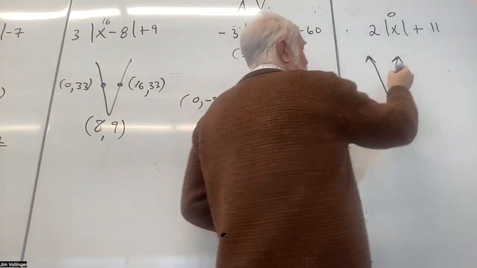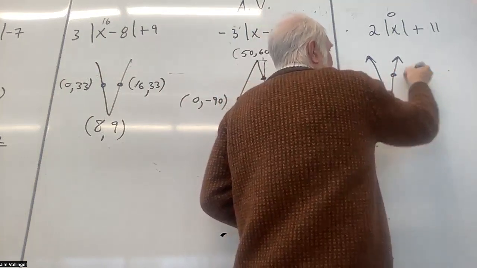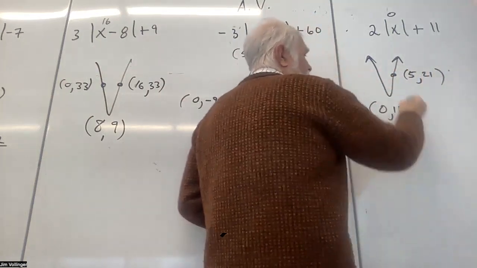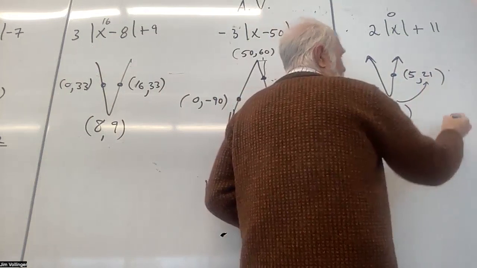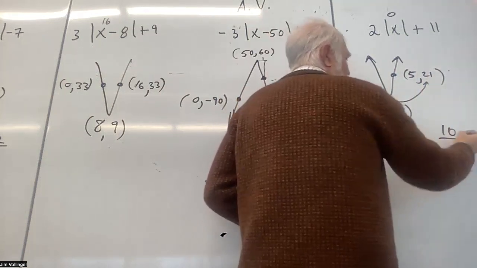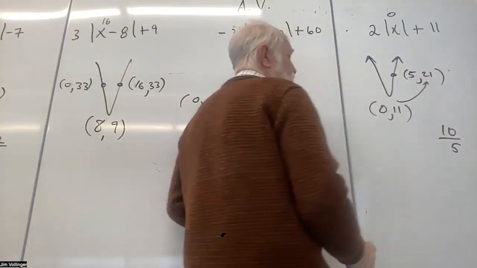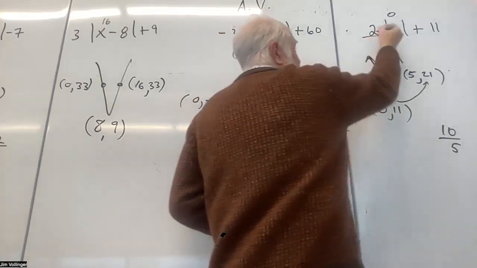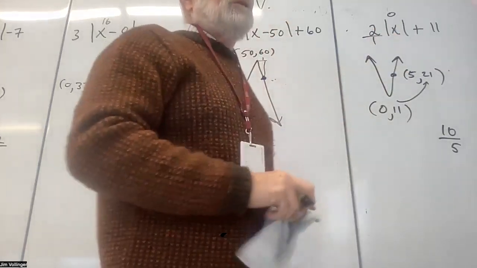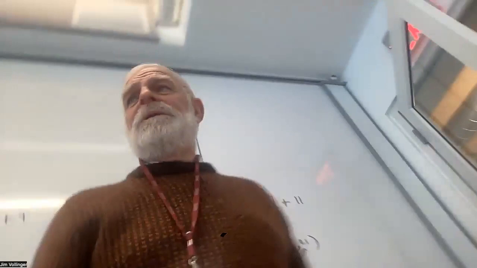Why don't we pick a 5 here? That gets me 21. How far is it from 11 to 21? 10 units, 0 to 5, 5 units. Sure looks like a slope of 2 to 1 to me. Make a connection there. All right, now we're moving to sketching square root.